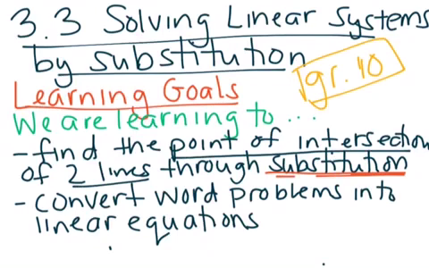So we've already done a lesson on finding the point of intersection of two lines, and I promised you we would do no more graphing, and so I'm making good on my promise now. We've already learned how to find the point of intersection through graphing, and now we're going to find it just through algebra, and the method that we're going to use in this lesson is called substitution. We're also learning in this lesson how to convert word problems into linear equations so that we can start solving word problems in linear systems.